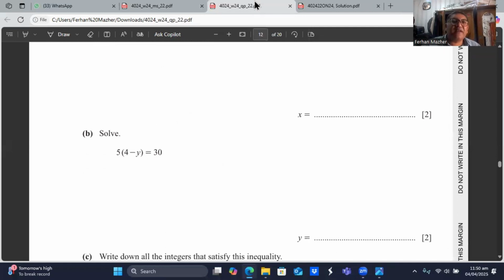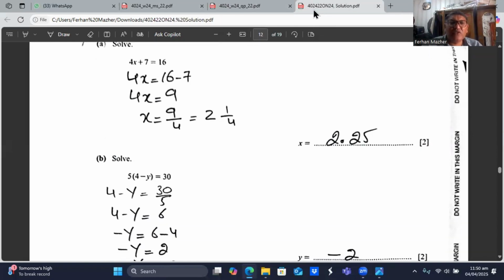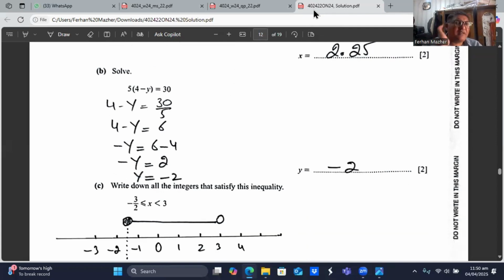That is question number 7, and it's B part. He says solve. Solve means to get the value of that variable. So 5 bracket 4 minus y bracket close equals 30. I will take this 5 to the other side. It will divide there. So 30 divided by 5, it will be 6. So 4 minus y is equal to 6.